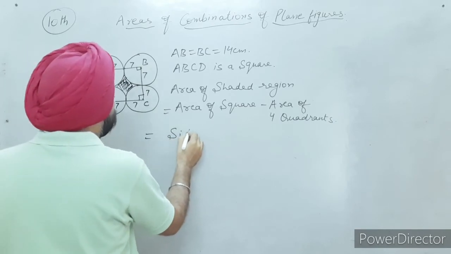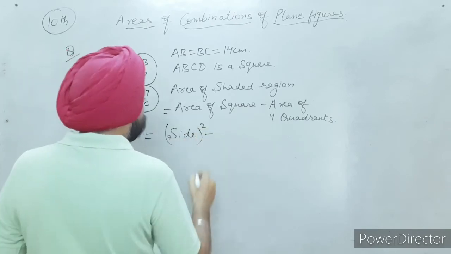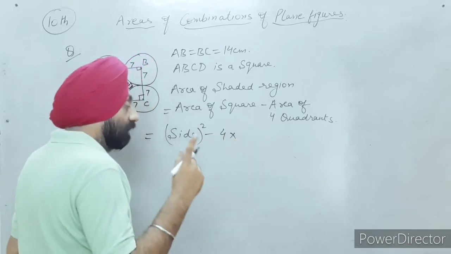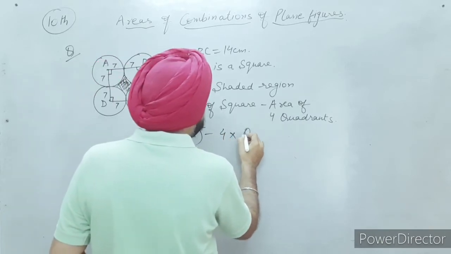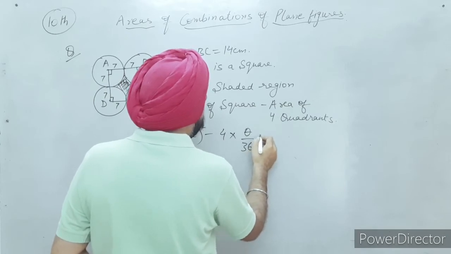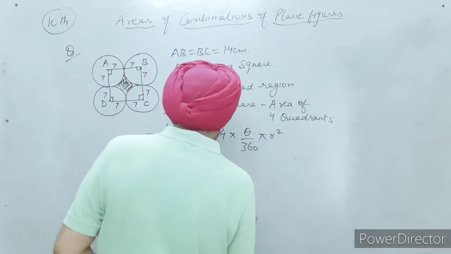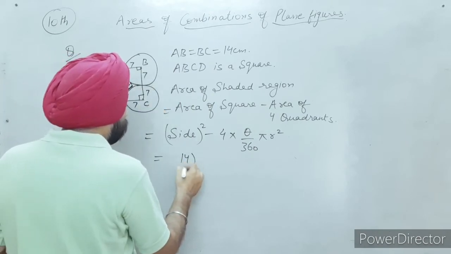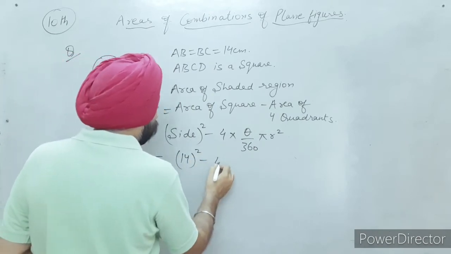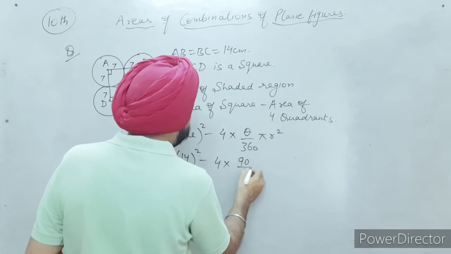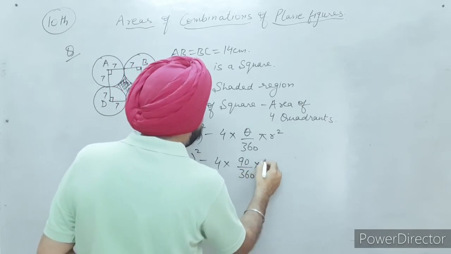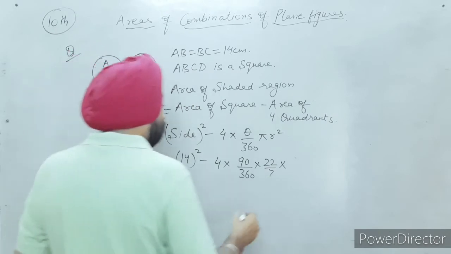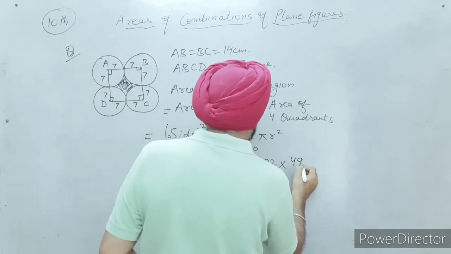Let me write the formula. Area of square minus area of four quadrants, that is 4 multiplied by the area of one quadrant. It is theta by 360 into pi r square, right? Now side square, side is what? 14. 14 square minus 4 times theta is 90 by 360 into pi 22 by 7 into radius square. Radius is 7. 7 square is 49.